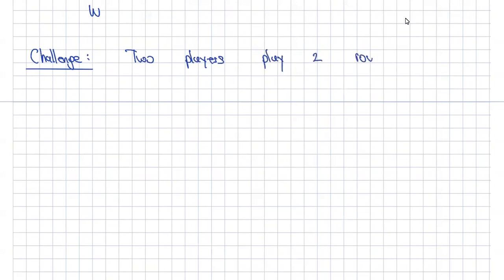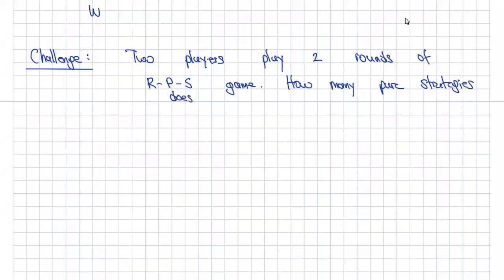Now, here's a challenge for you, and I'm going to address this in the next video. Challenge. 2 players play 2 rounds of rock, paper, scissors game. How many pure strategies does each player have? Because the game is symmetric.